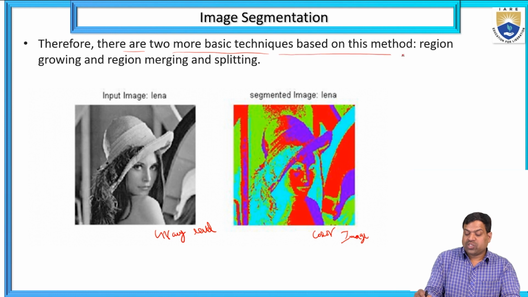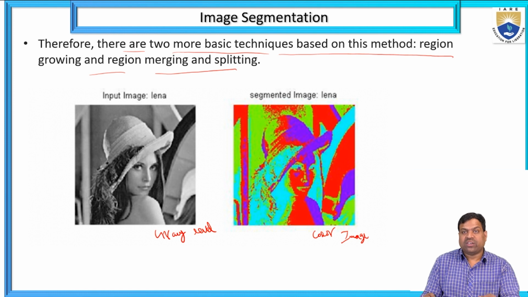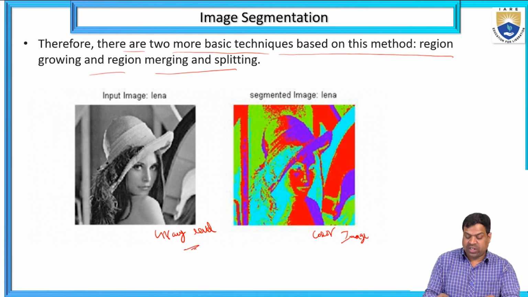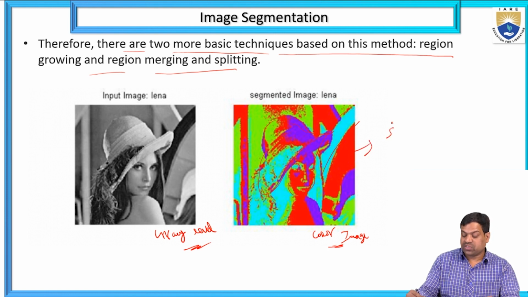There are two more basic techniques based on this method: region growing, and region merging and splitting. Region growing means regions are improving. Region merging means we are adding multiple regions, and splitting reduces the image size. So here the input has gray levels, and here color levels. In the color levels, we can easily find the segmentations. Suppose you have a cap, and a background item. What is the segmentation? What is the face, or the eyes? So we divide them as segments.